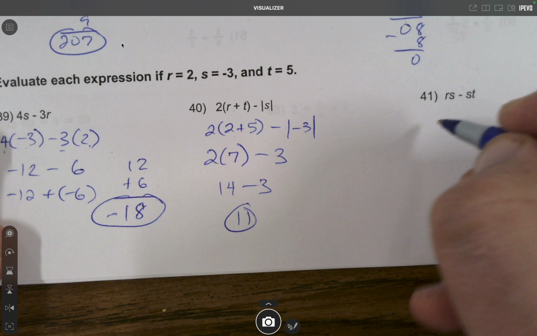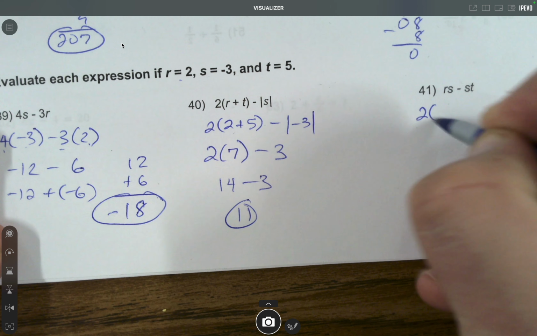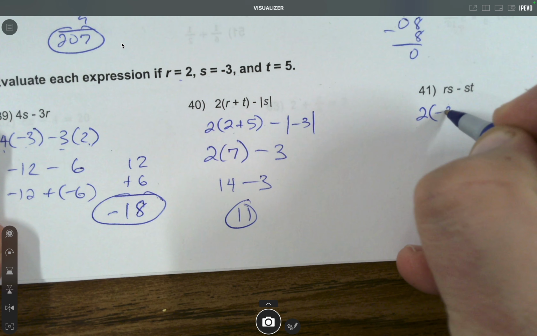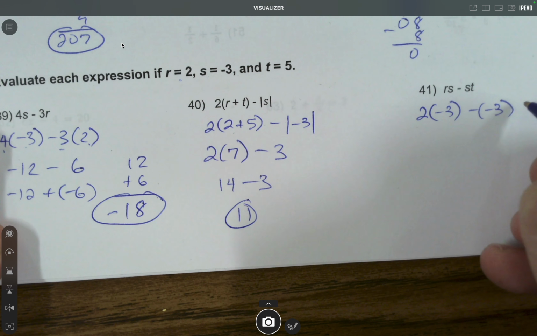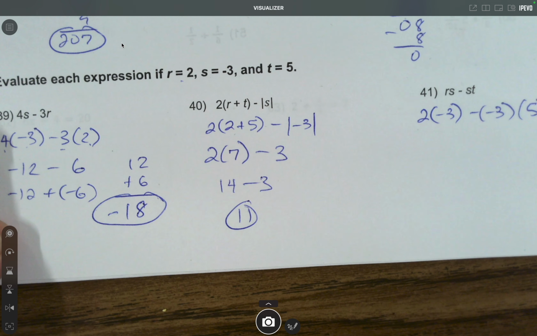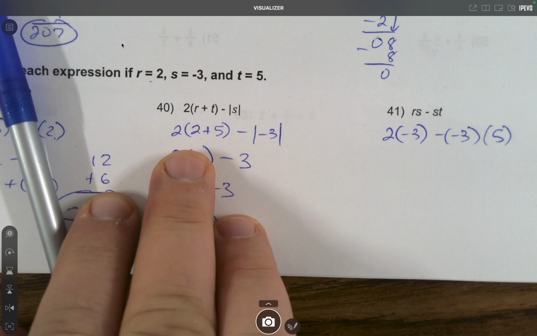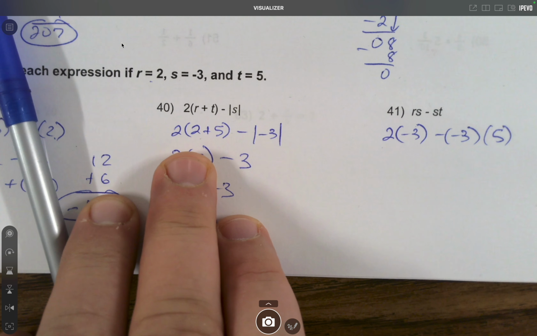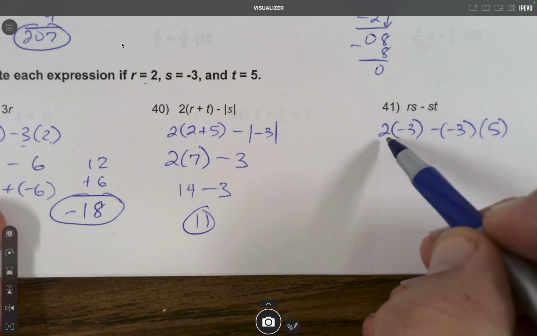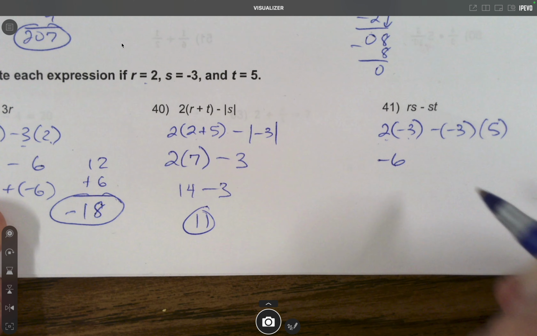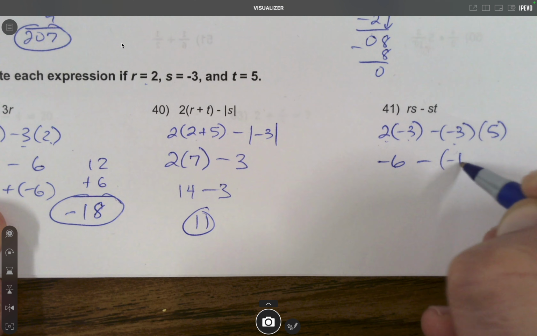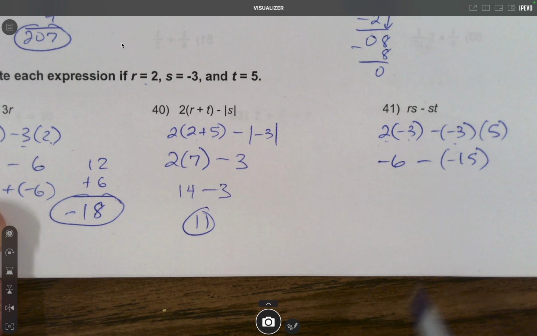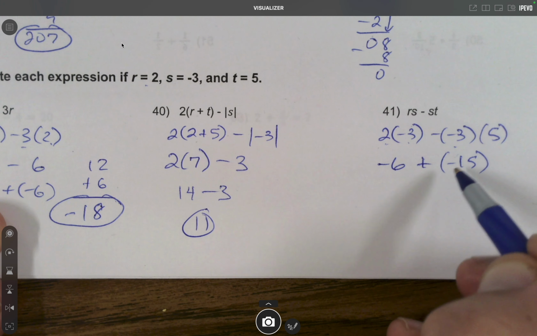41, we got to plug in 2 for R, negative 3 for S, negative 3 again for S, T is 5. So as I said, you got to follow the order of operations, do things in the right order. So we'll multiply first. 2 times negative 3 is negative 6. Negative 3 times 5 is negative 15. And whenever you have minus a negative, you change it to plus a positive.